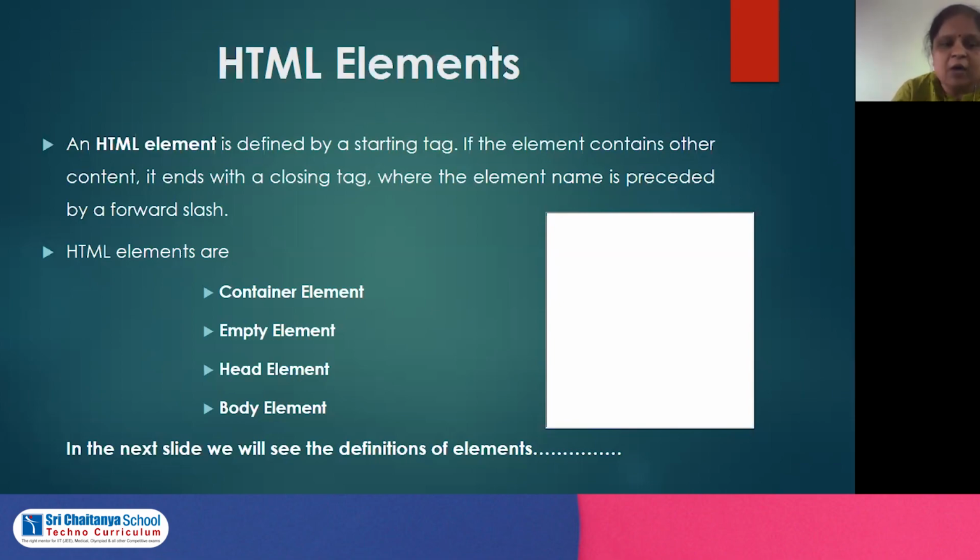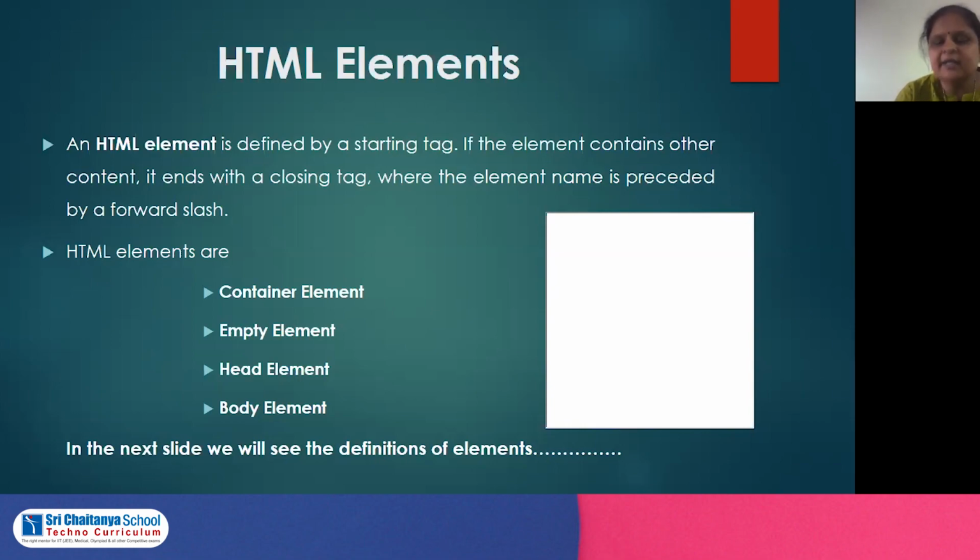Now, what are the elements we have in HTML? Container element, empty element, head element, and body element. You are very much aware of the head element and body element. The head element is used to specify the head of the web page, that is the title of the web page, and the body element is used to write the content of the web page. Whatever should be displayed within the web page will be written in the body element.